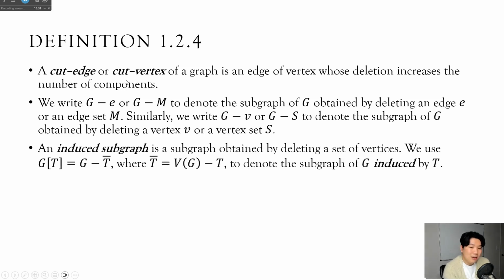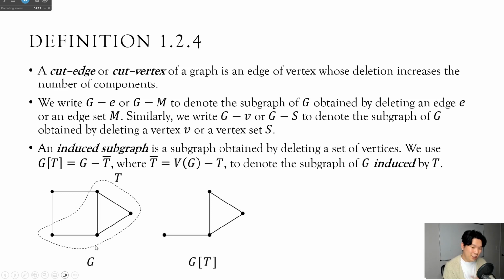And I want to talk about an induced subgraph. An induced subgraph is a subgraph obtained by deleting a set of vertices. So if I write G, and notice here I have these square brackets of T, this is equal to G minus T bar, where T bar is the vertices minus T. So in other words, the induced subgraph is created by, actually let's go ahead and look at this example so that I can reference this.